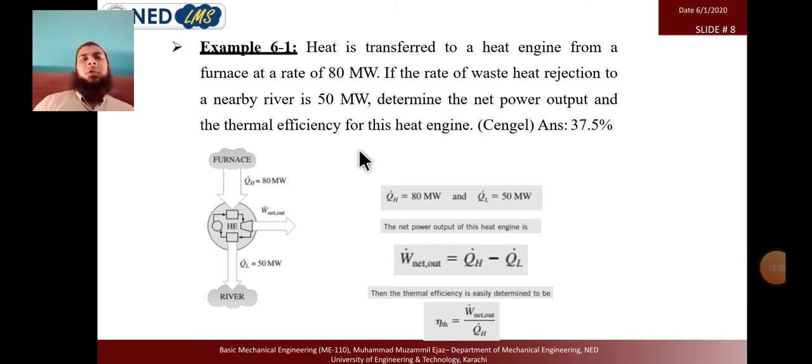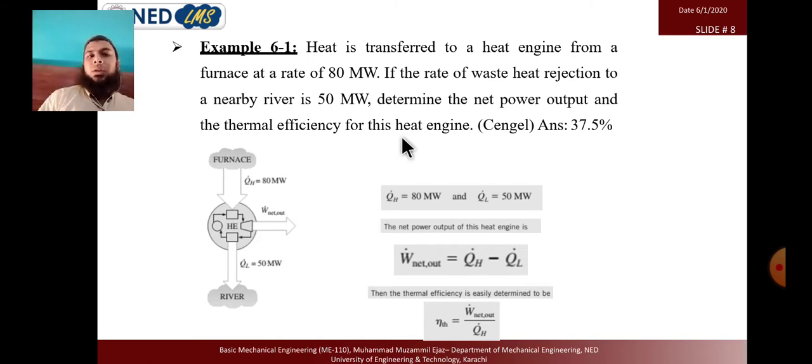Right. For the heat engine, we have a very short example 6.1, in which again we apply what we discussed in the last two slides. We have a small numerical over here. Heat is transferred to a heat engine from a furnace at a rate of 80 megawatt. If the rate of waste heat rejection to the nearby river is 50 megawatt, determine the net power output and the thermal efficiency of this heat engine. So we have to find two things: the net power output and the efficiency.